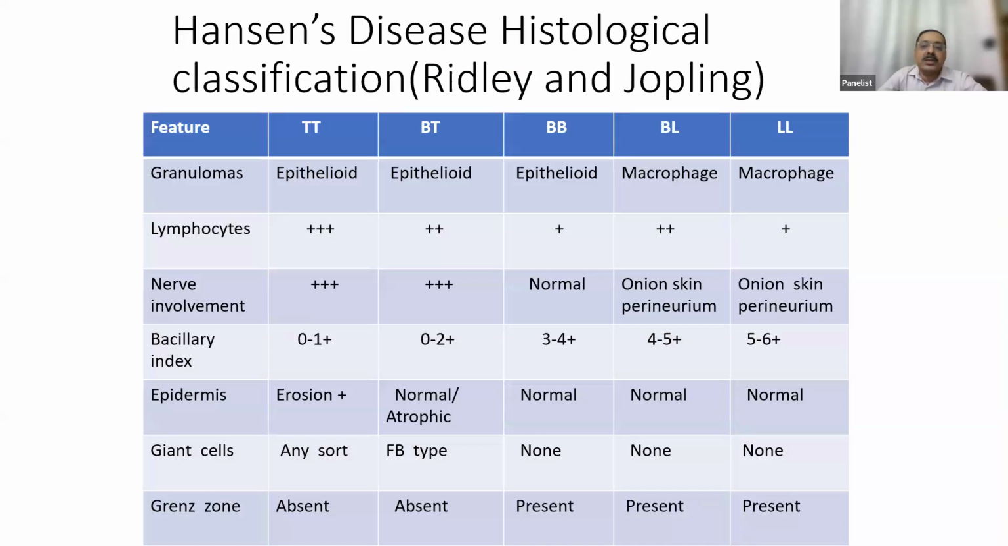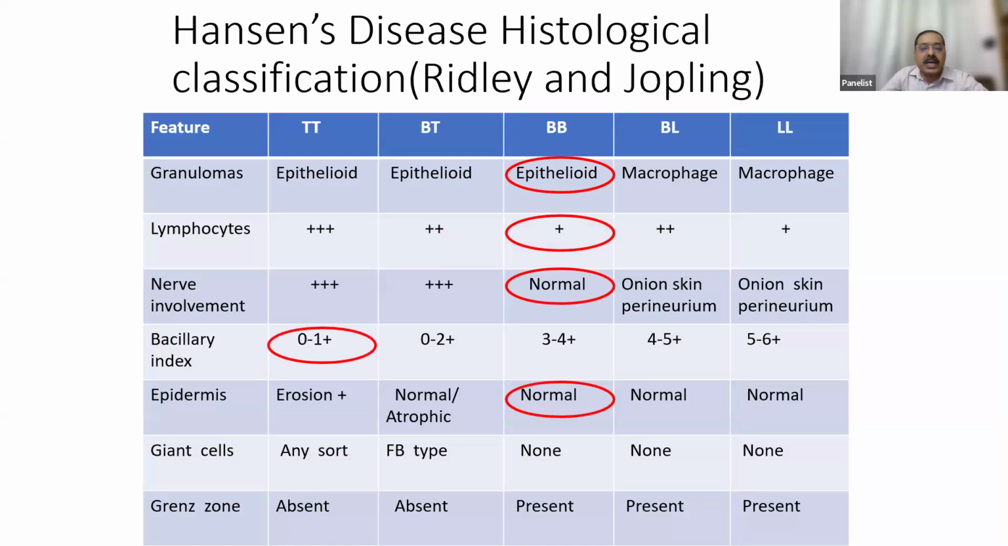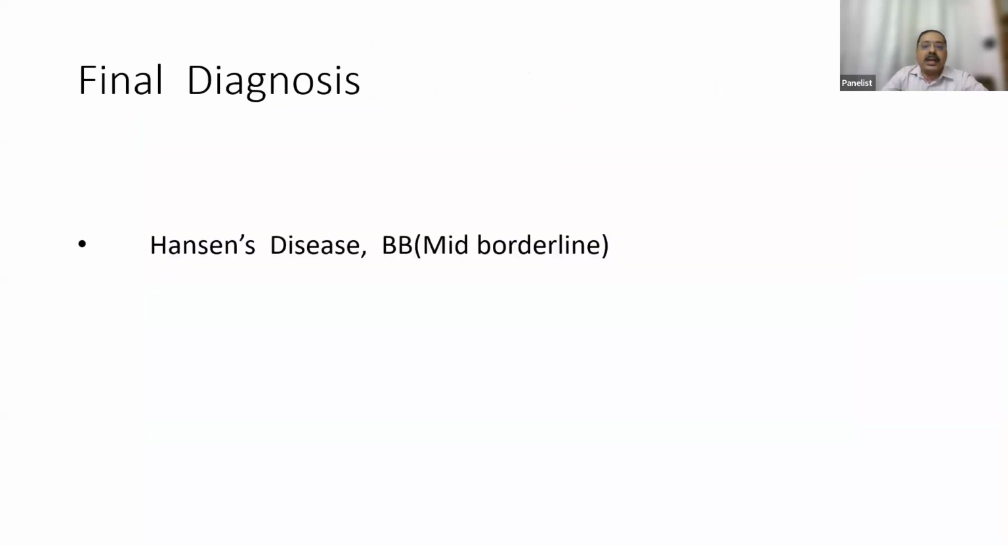So this table then comes into the picture. So what happens? Epithelioid granulomas, normal nerve involvement, 0 to 1 bacillary index, epidermis normal, giant cells are there, and Grenz zone is present. So the diagnosis was given as Hansen's disease, mid-borderline. Here there will be a discrepancy with our diagnosis because we would be thinking in terms of lepromatous. However, the treatment will be multibacillary.